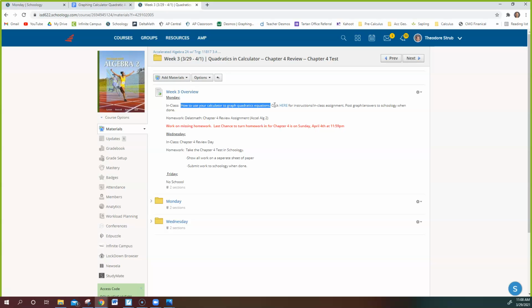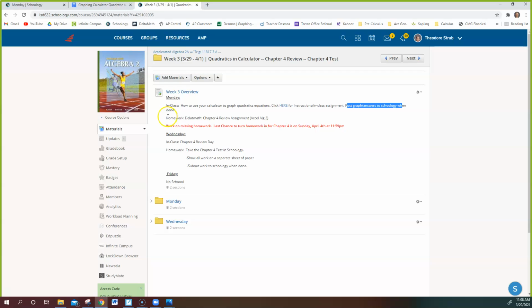That's a skill that we learned how to graph by hand last week. Now we're going to use our calculator as a little backup just in case things don't go perfectly when we do it by hand. There are little instructions here. I'll have you click on that later on. You don't have to do it right now. But then we're going to have an in-class assignment that you're going to post to Schoology when you're done.